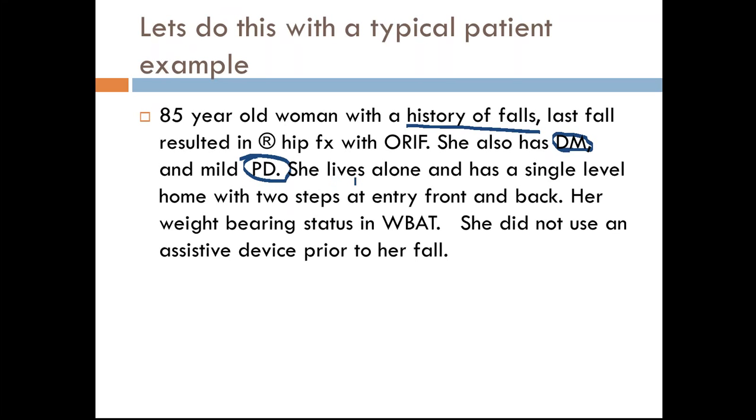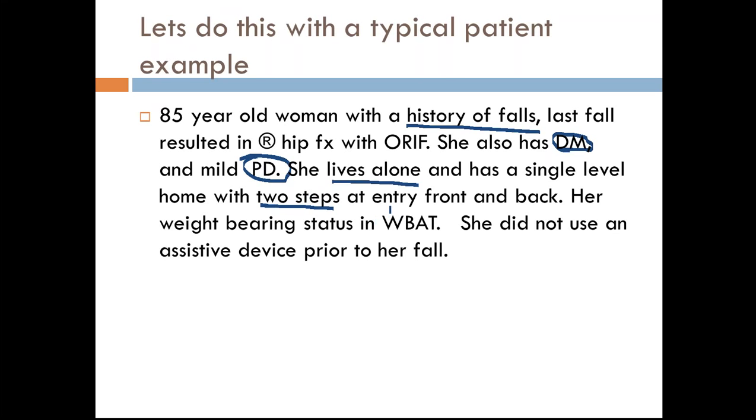Key is she lives alone. She lives in a single level home. We ask all these questions. This is just stuff you put in there, right? But it's important information. She has 2 steps into the home. That's going to matter because that's going to drive whether I'm going to really focus on steps or not. If it's a single level home, that may not be something I'm going to focus on.